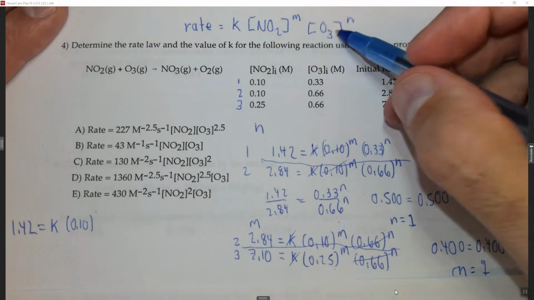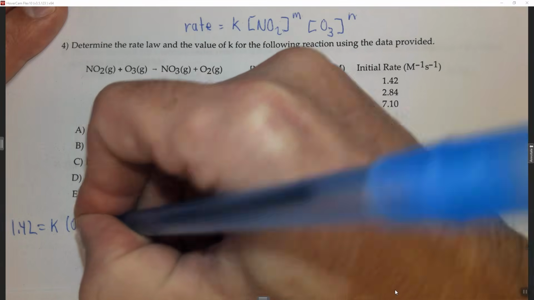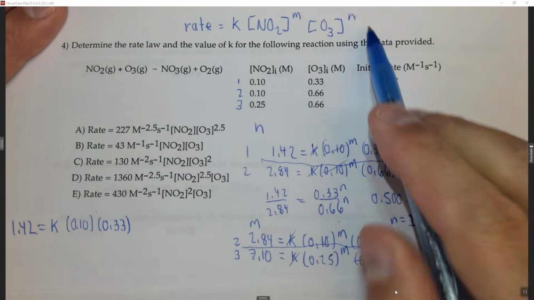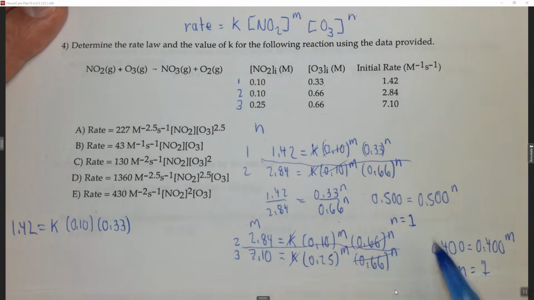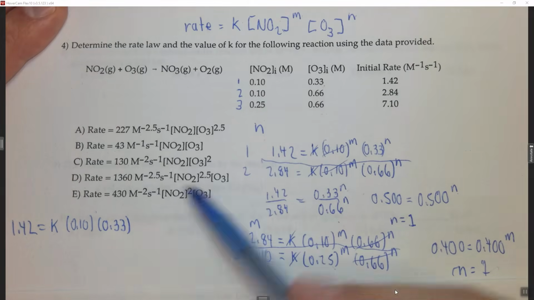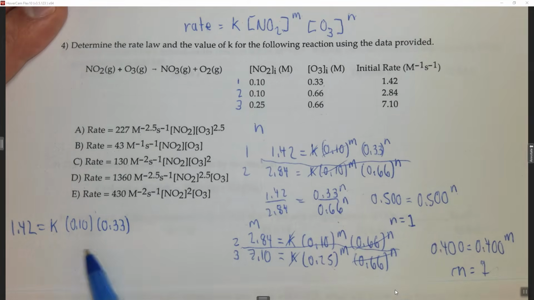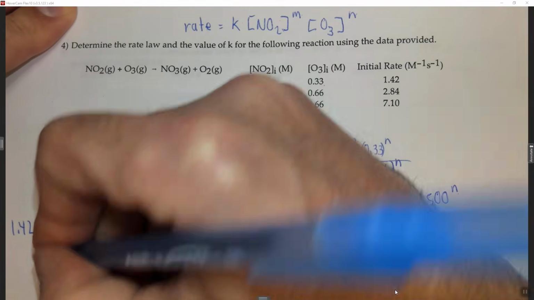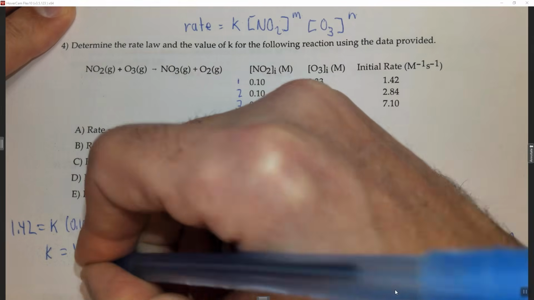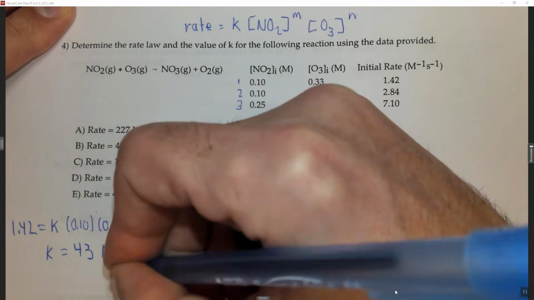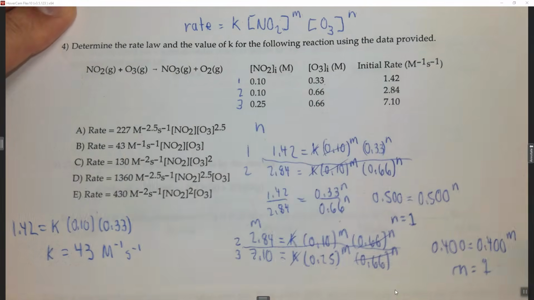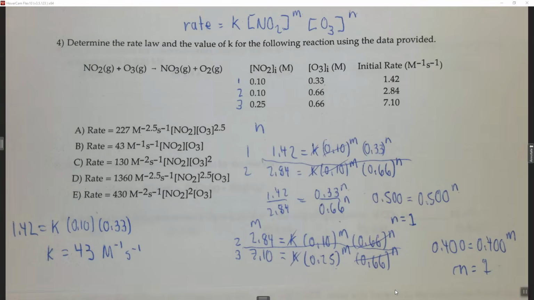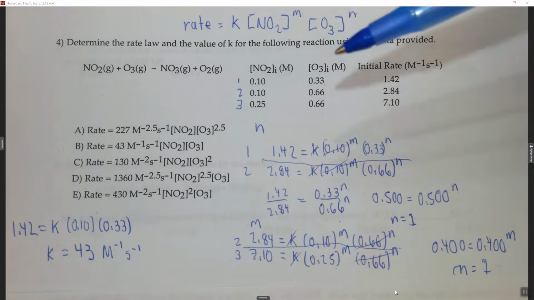All right. And then now concentration of O3, which is 0.33. And that's going to be to the n, but n is also equal to 1. So again, I'm not going to write a 1 there because 0.33 to the 1 is just 0.33. Now solve for k. Just multiply these two together and then divide 1.42 by the 0.033 that you get. When you multiply these two together, you get k is equal to 43 per molar, okay, per second. All right, so that's basically what you're going to get when you do this.